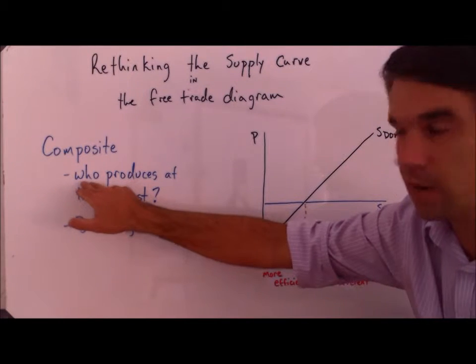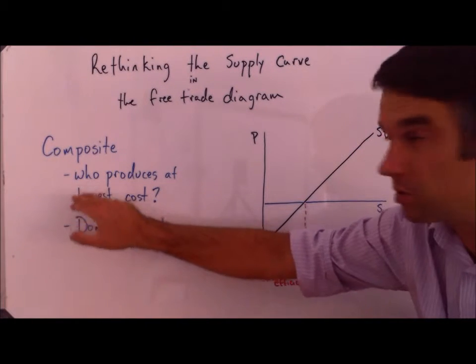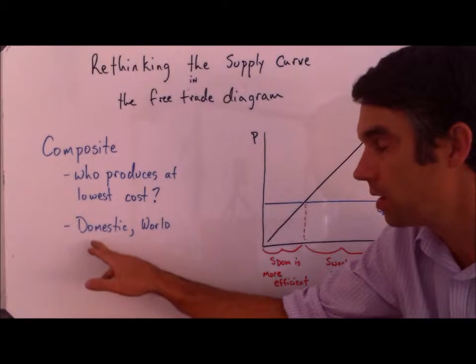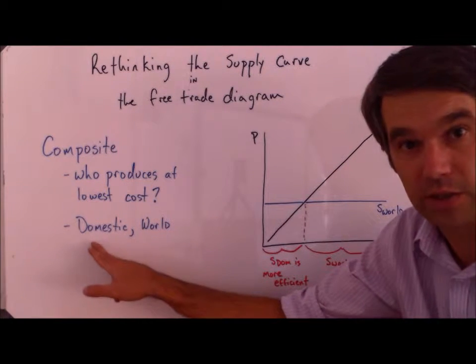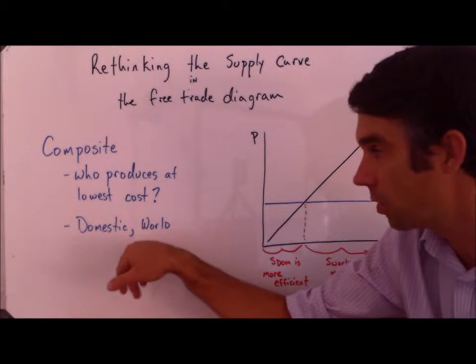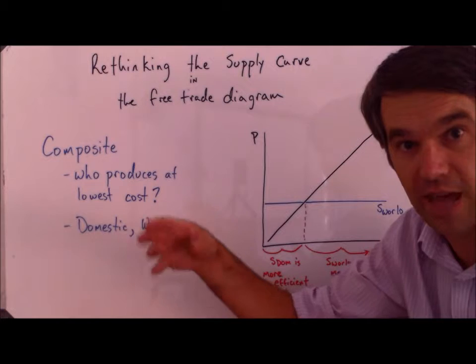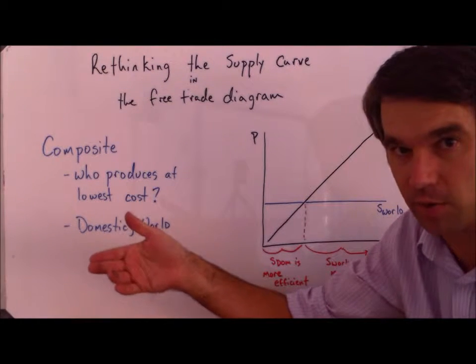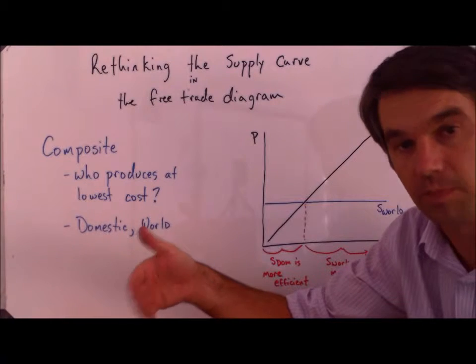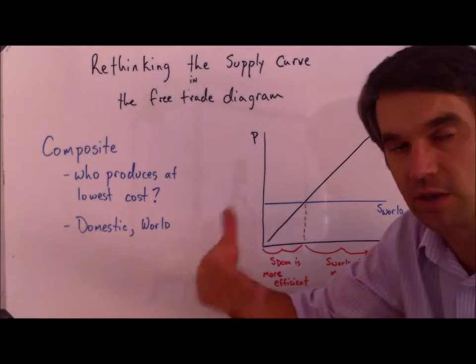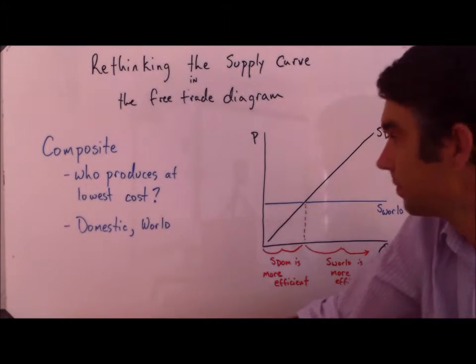And always it's going to be made up of the supply curve that produces the product at the lowest cost. So the question is always, well, does the domestic supply curve produce that quantity at a lower cost? Or does the world supply curve produce that quantity at a lower cost? We are talking marginally here. We're saying the first unit, who produces it cheapest? The second unit, who produces it cheapest? So on, so on, so on.